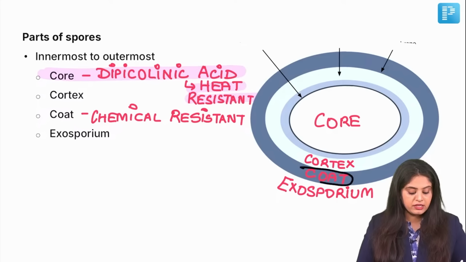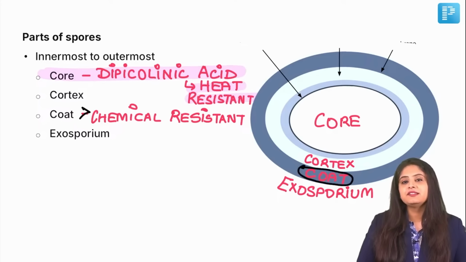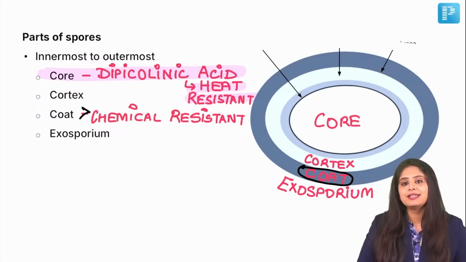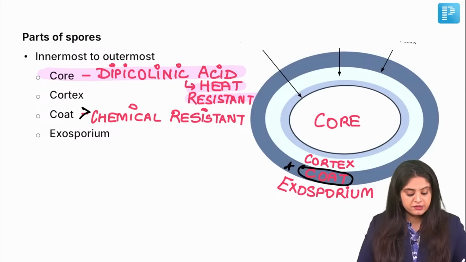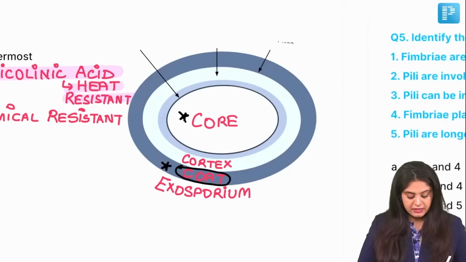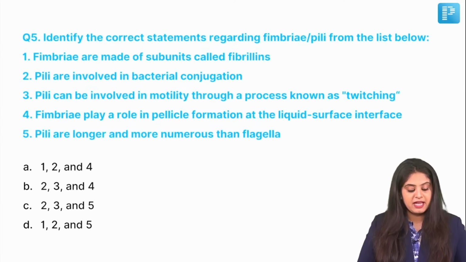This coat is also the reason it is chemical resistant, and that is why so many chemicals cannot kill the spores easily. Even if I'm using chemicals, I have to use them at a higher concentration so that I can kill the spores. So chemical resistance is based on coat and heat resistance is based on core. I think we can move on to the next question, where we have the correct statement regarding Fimbriae or pili.